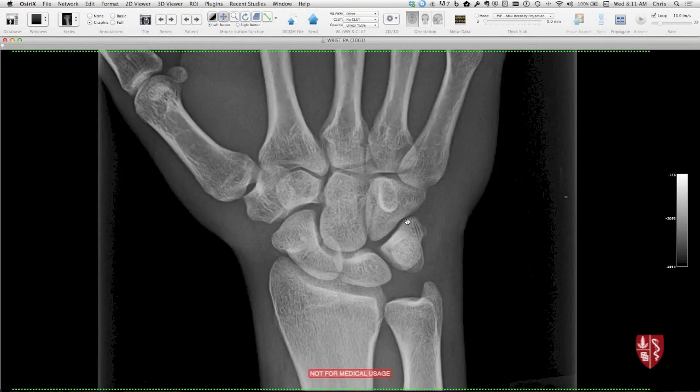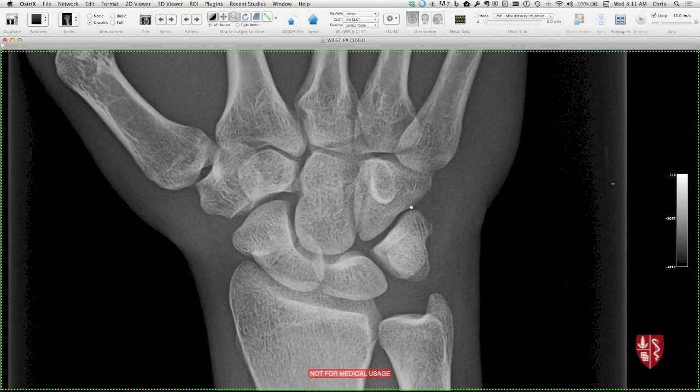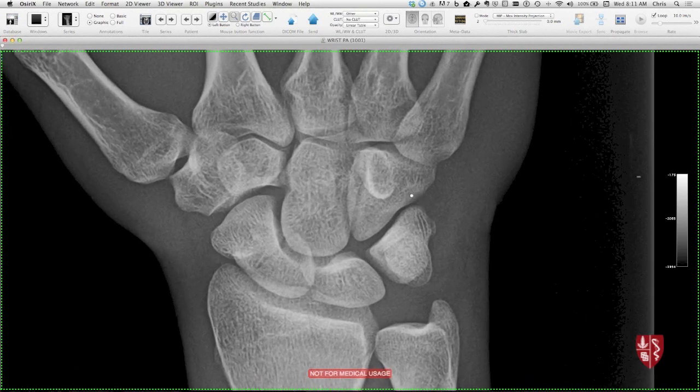Here's the other views here. So this view, and yeah, there's a lucency across here, right? So that's a scaphoid fracture. The point of always showing these is that they can be pretty subtle. In fact, we know that you can have really normal radiographs and not even identify a fracture in this setting. So that's why we have the qualifier in our report recommending follow-up films in 7 to 10 days if there is concern of scaphoid fracture.